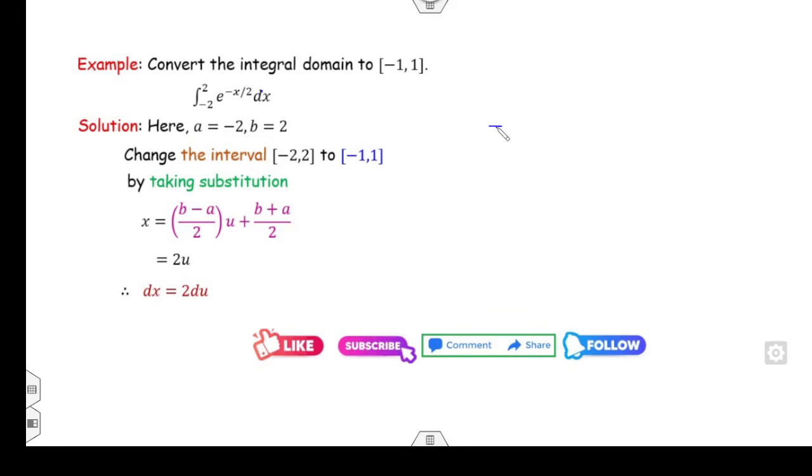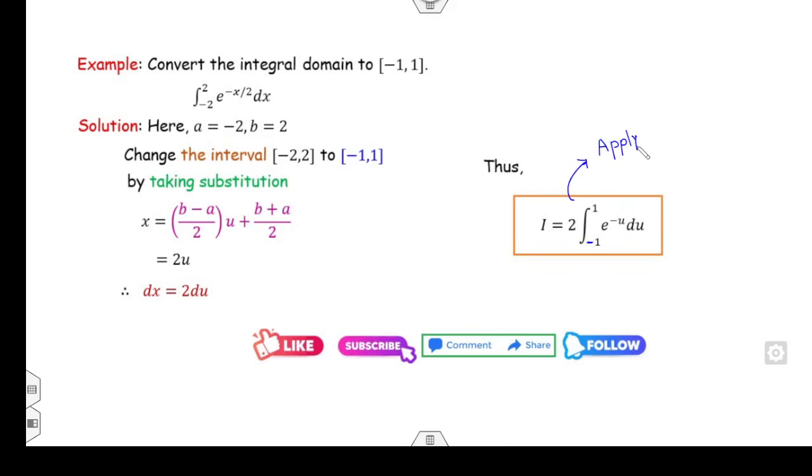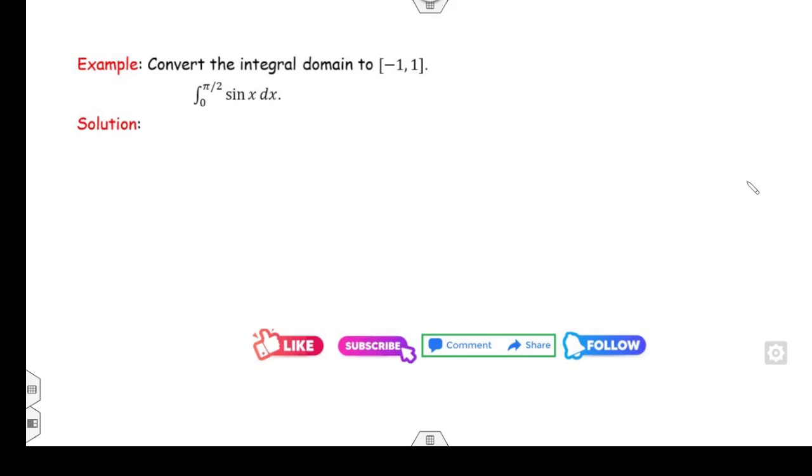I can substitute the value in the given equation. That means the integration is from minus 1 to plus 1. e raised to power x is e to the power minus u, and dx by du is 2, so dx is twice du. So 2 will be outside, the integral from minus 1 to 1 of e raised to power minus u du. And now once the integration is from minus 1 to plus 1, then you can apply the Gauss-Legendre Quadrature formula.